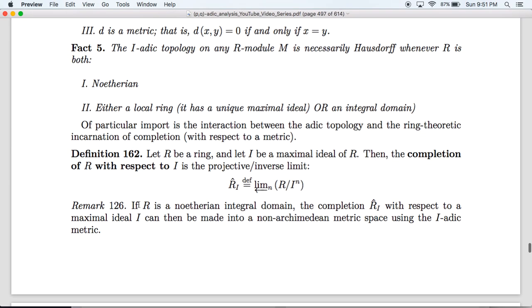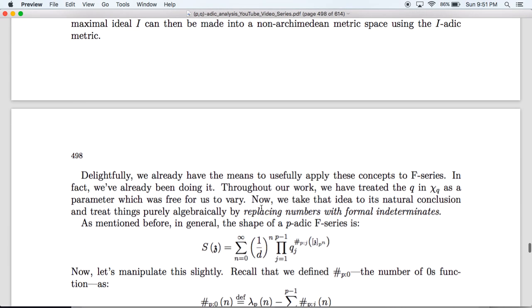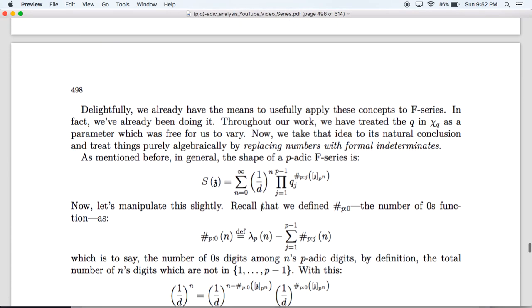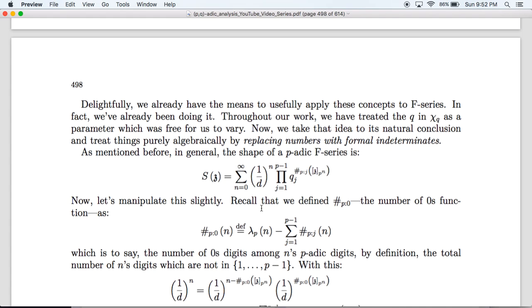So in particular, if R is a Noetherian integral domain, and I is maximal, then this is going to be a metric space. In fact, it's going to be compact and a metric space, and we can then make it into a non-archimedean metric space using the I-adic metric. So delightfully, we already have the means to freely apply these concepts to formal series, and in fact, we've already been doing it for quite a while. This is, again, the idea where we're replacing numbers with formal indeterminates.